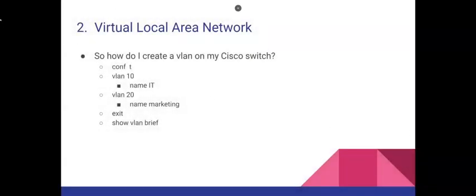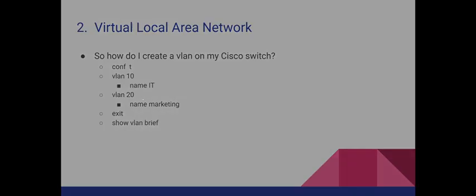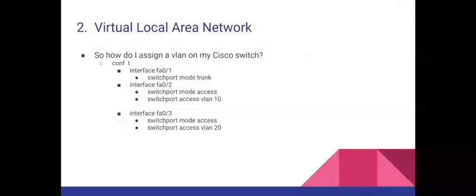If you want to configure your virtual switch or your real switch, you basically have these commands: config, VLAN 10, and you give it a name. It's fairly simple. You can try it in Packet Tracer. I will provide a lab in the Discord, so you guys can play around with this.